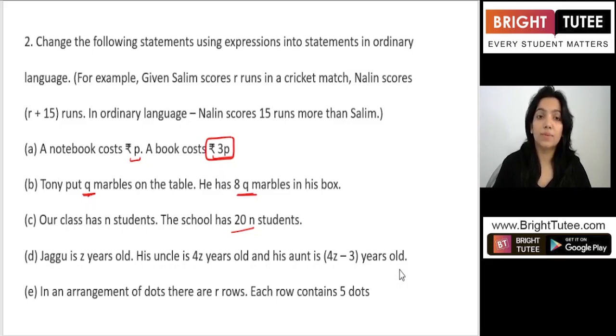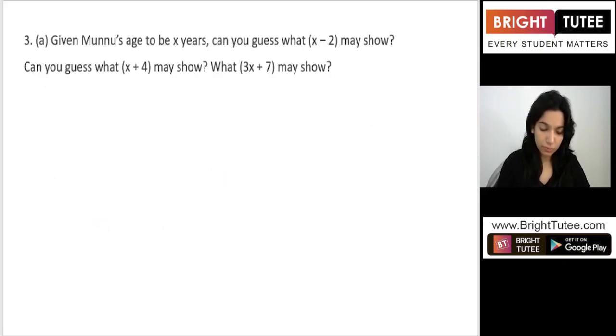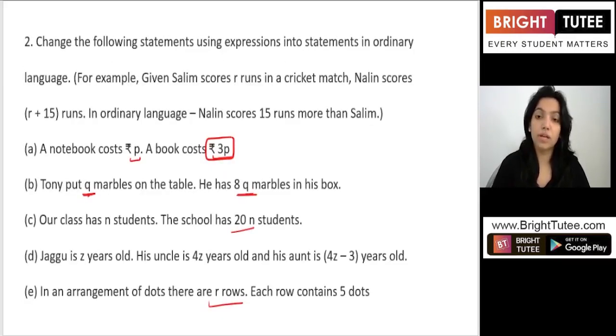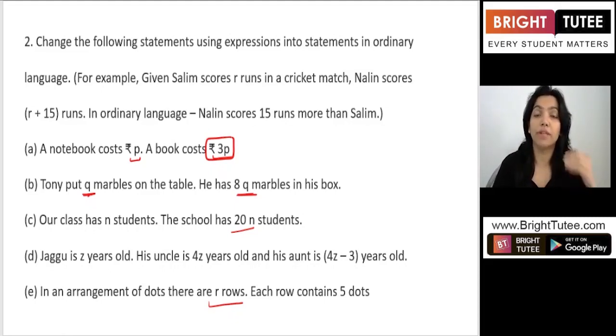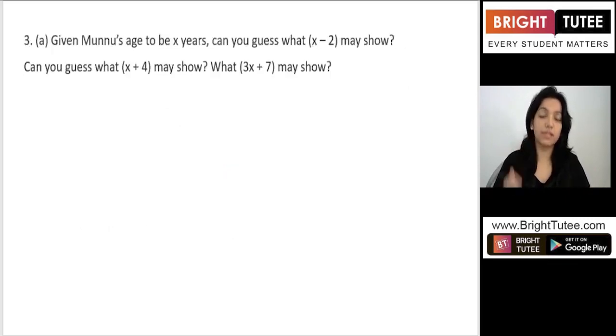Clear? Now the next one is, in arrangement of dots there are R rows. So R is the variable. Each row contains 5 dots. So how can we write how many dots there can be? There can be 5R dots. If the total number of dots that we will have in R rows will be 5R, that is 5 times the number of rows.